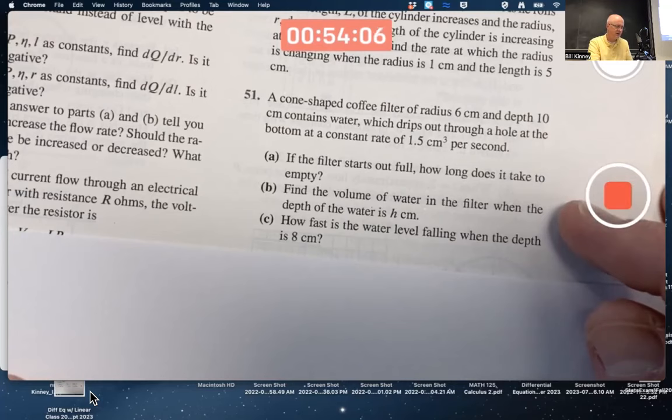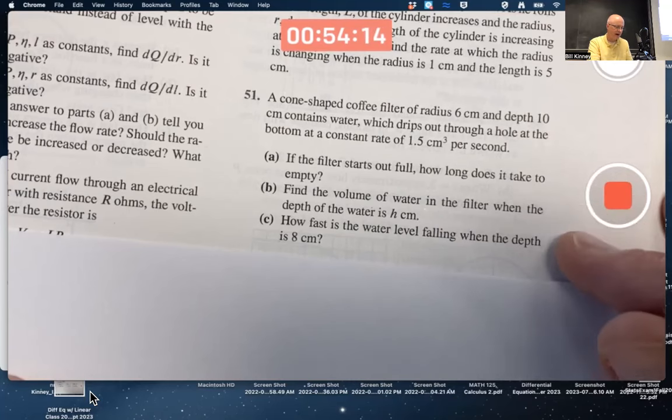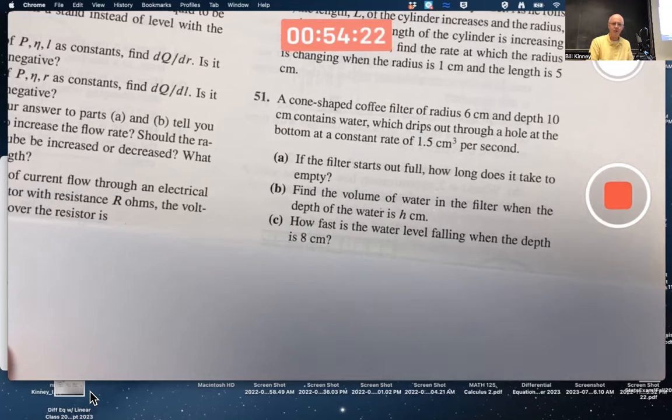Various things to do. If the filter starts out full, how long does it take to empty? Find the volume of water in the filter when the depth is 8 centimeters. How fast is the water level falling when the depth is 8 centimeters? Okay. Take these one by one.